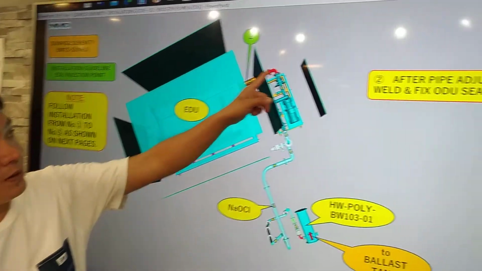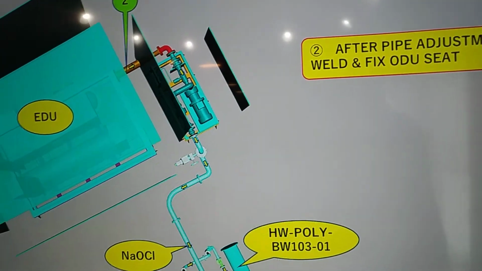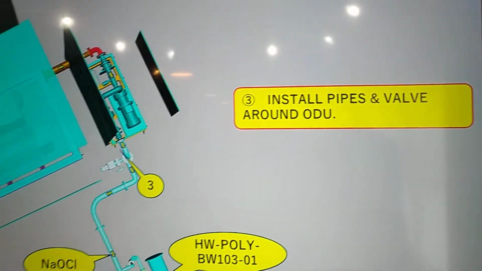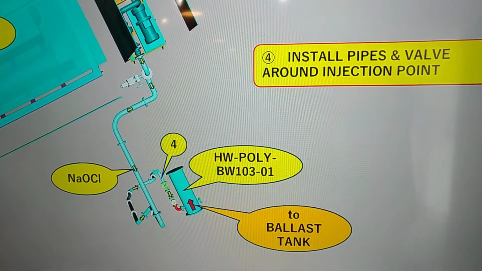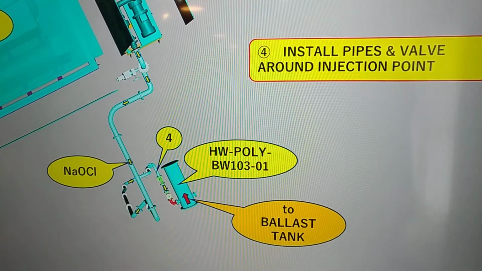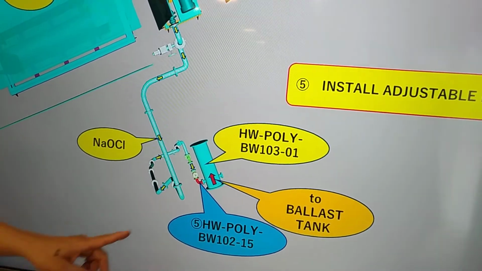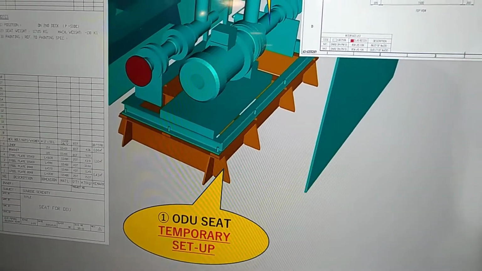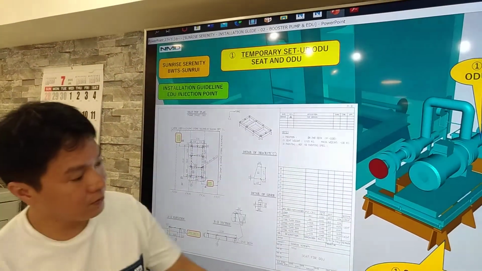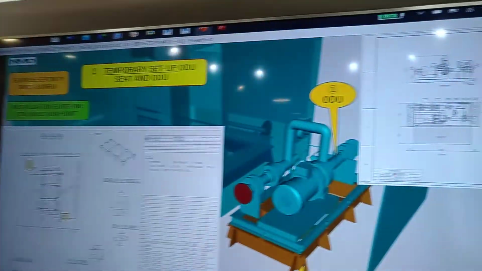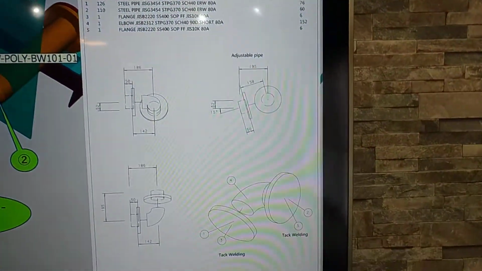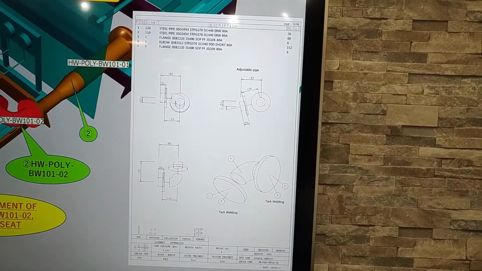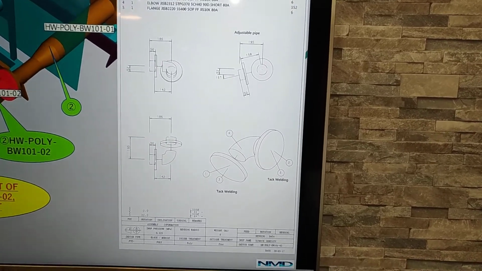After we install this, we can fix the ODU. Then we can install the pipes near the ODU going down to your injection point, and then install the adjustable pipe for alignment. So now the detail: we install the ODU seat temporarily and the ODU, and then we install the pipe from EDU going to your ODU, including the adjustable pipe. After alignment, we can weld the ODU seat.